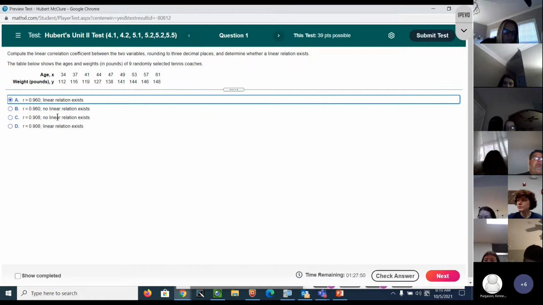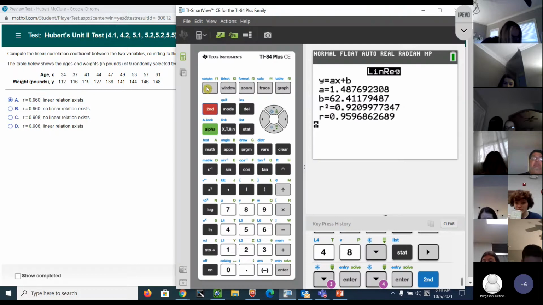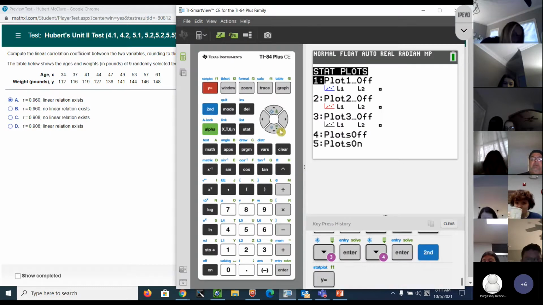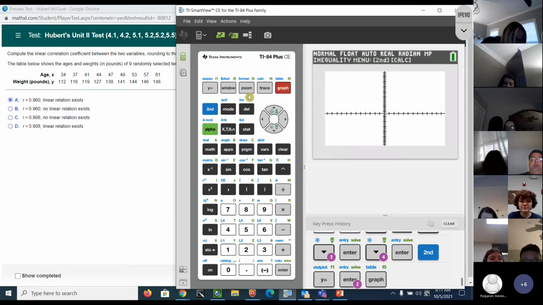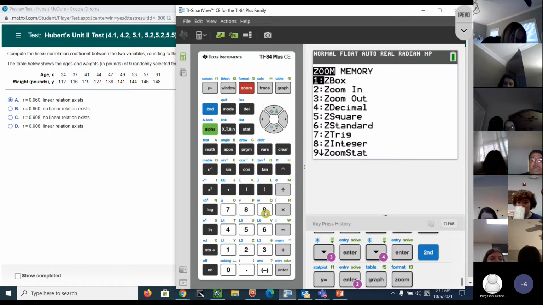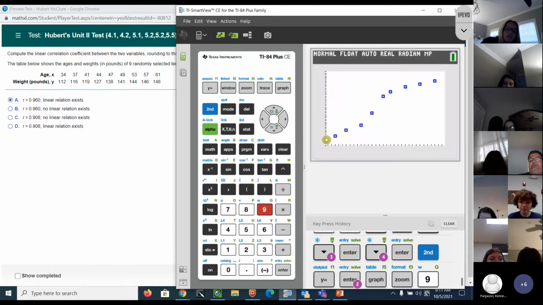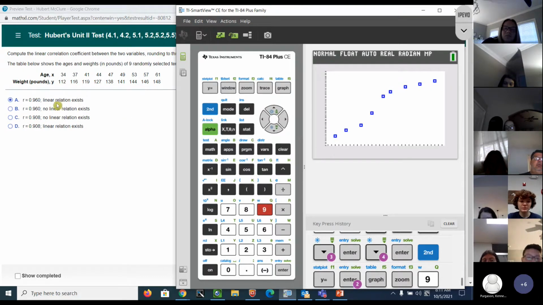Now, how do you know a correlation exists? Well, you got to look at it. So let's look at it. Go to Stat, go to second, Stat plot. Go to On and Graph. And go to Zoom Stat. And yes, you can see there's a correlation. Now, if they were all over the place looking like this, then there would be no correlation. Or no relation, sorry, linear relation.